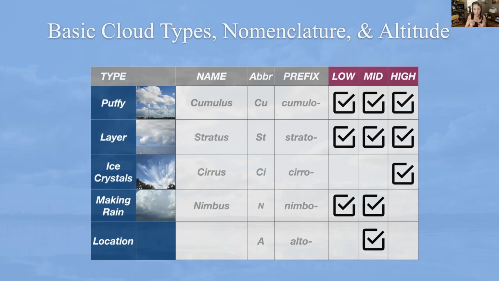Then if they're formed from ice crystals or contain ice crystals, they are cirrus clouds. And those only form in the high altitudes. And cirro is the prefix, or CI the abbreviation. And then if it's producing rain, the clouds are called nimbus or nimbo. And then here's the one weird, confusing thing. Clouds are also sometimes named or classified by their location. And there's only one word that's used for that, and that's alto. If you know Spanish, alto is high, but here it's not high, it's mid. So alto something is mid altitude.